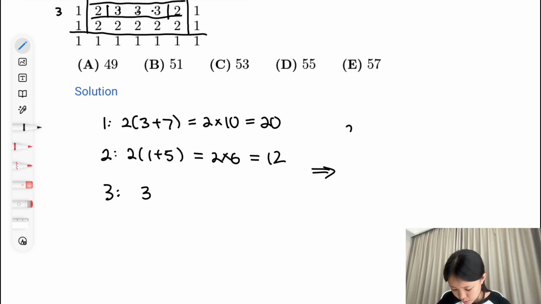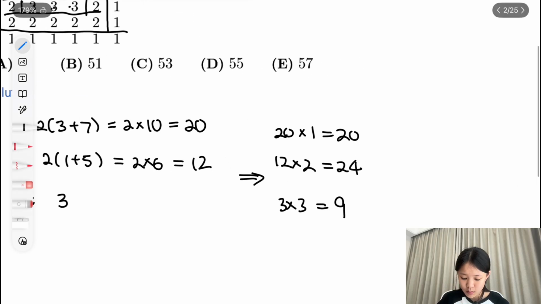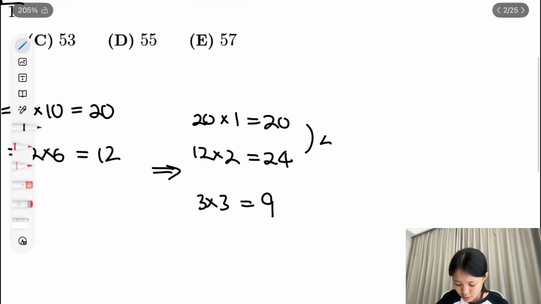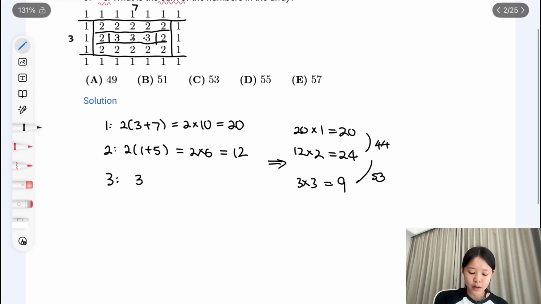Alright, so then we multiply. 20 times 1 is 20, and then 12 times 2 is 24, and then 3 times 3 is 9. So we calculate that up, which is 44 and then 53. So we know the final sum should be 53.